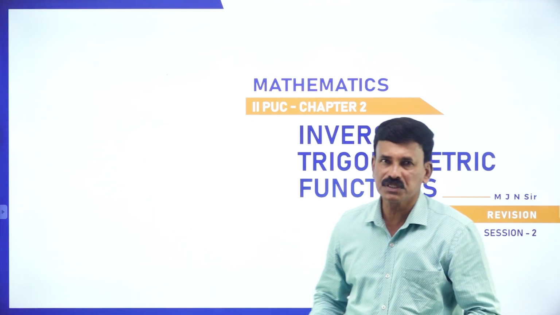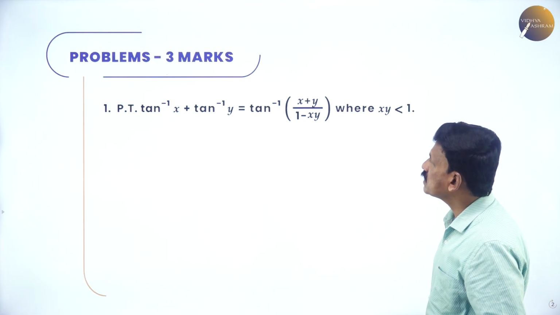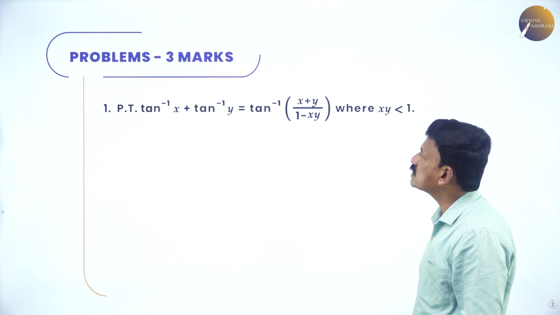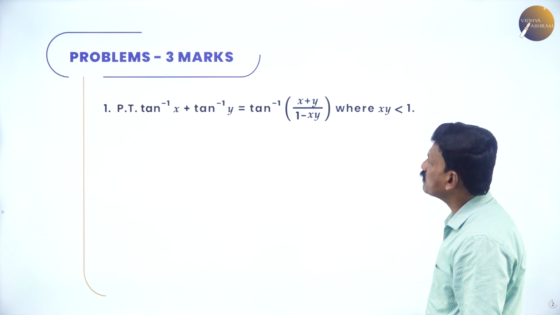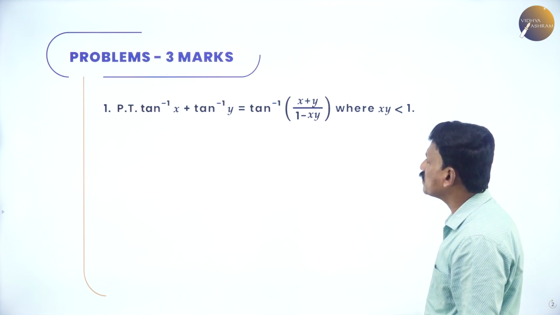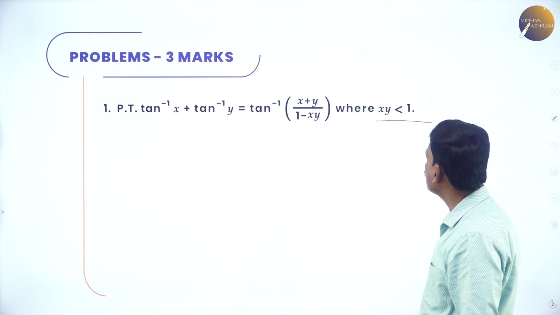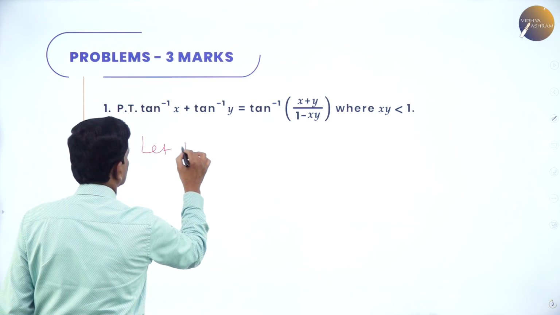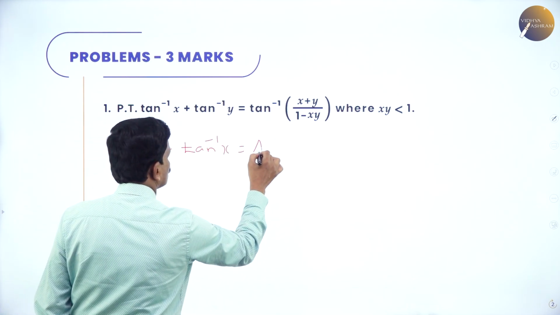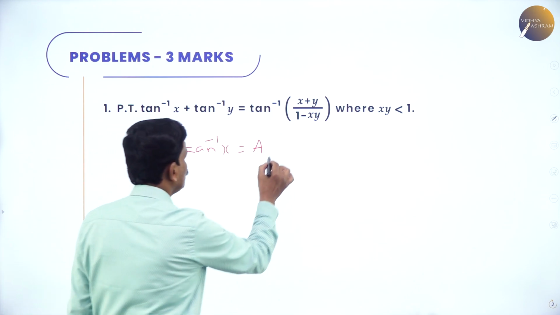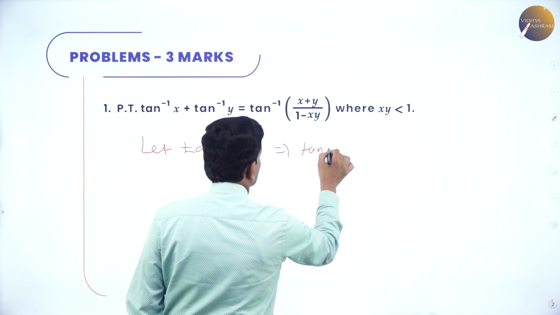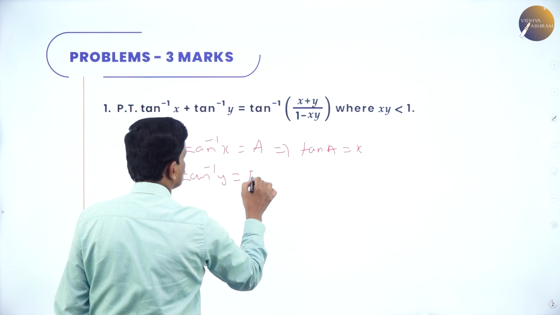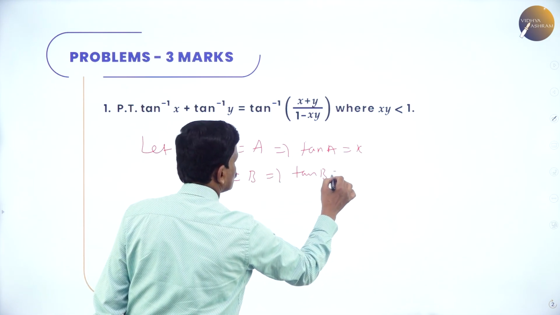Now let me start with the properties of inverse trigonometric functions. Now these are very important properties, and there are 3 important formulas. Now first one is to prove that tan inverse x plus tan inverse y is equal to tan inverse of x plus y divided by 1 minus xy, where xy is less than 1. Now let us take the substitution. Let tan inverse of x is equal to a, which implies tan a is equal to x. Similarly, consider tan inverse y as b, which implies tan b is equal to y.